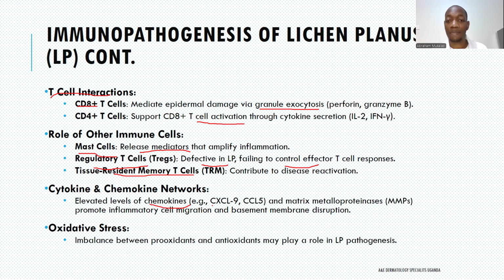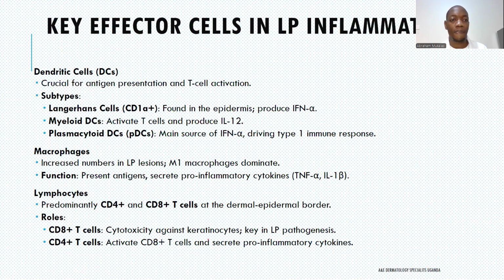And that's why lichen planus is one of the conditions that we say gives an interface picture, even on histology. And then the other factor that contributes is what we call oxidative stress, which usually gives an imbalance between the pro-oxidants and the antioxidants. Because of this imbalance, the pro-oxidants increase, and these also play a role in the initiation, progression, and maintenance of lichen planus.